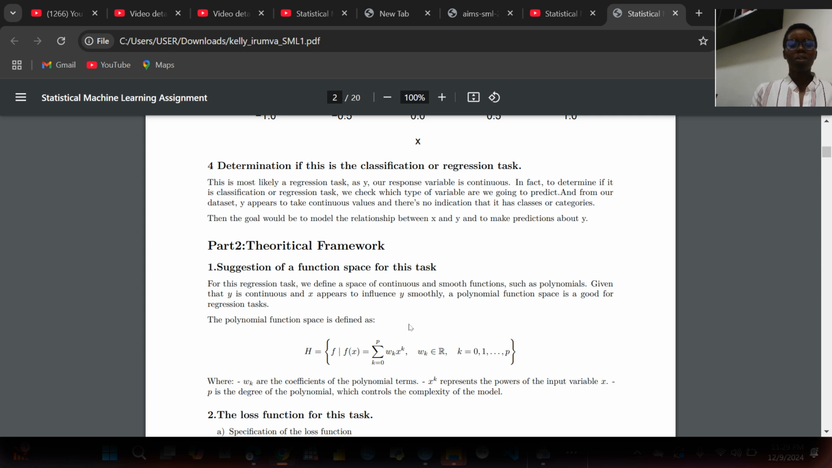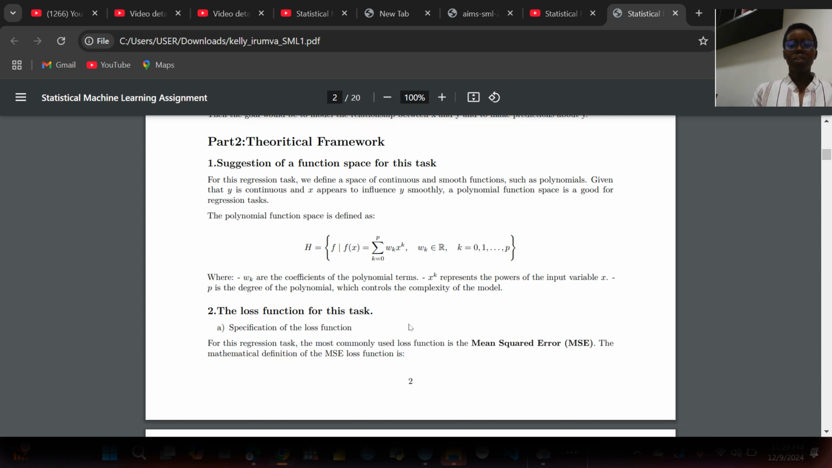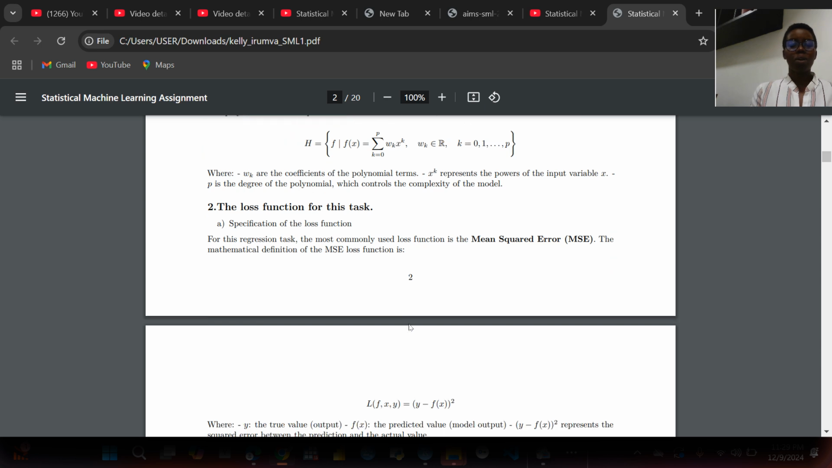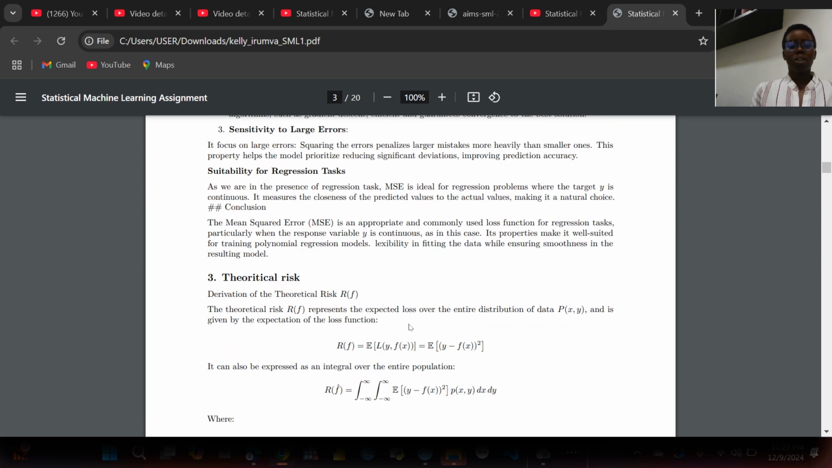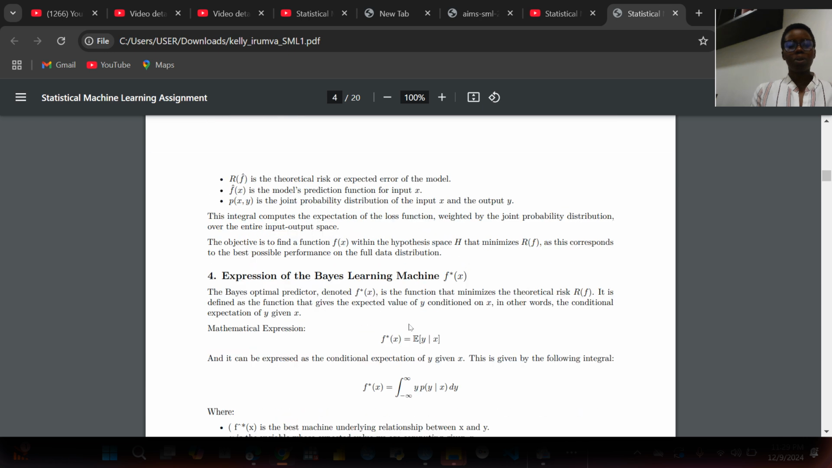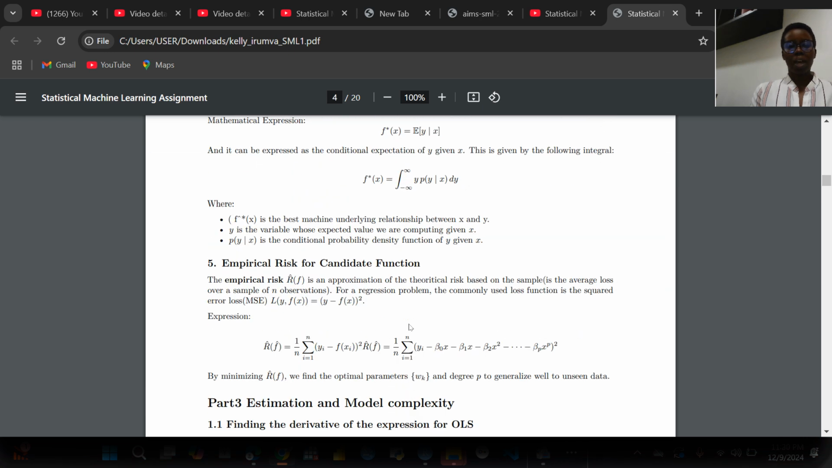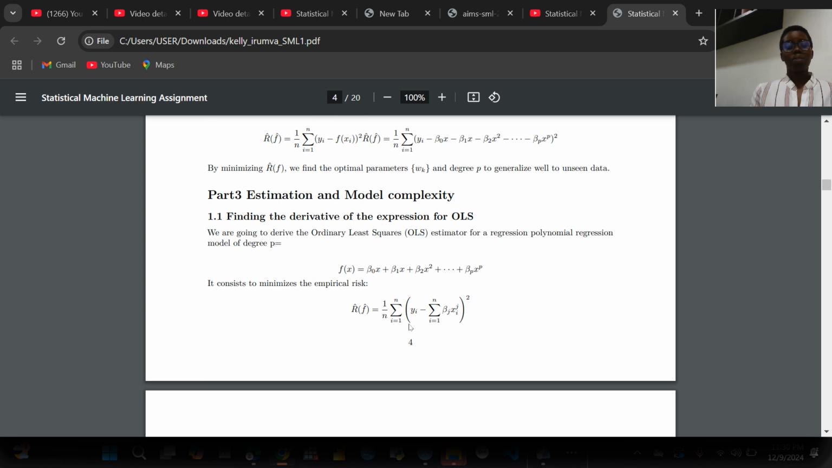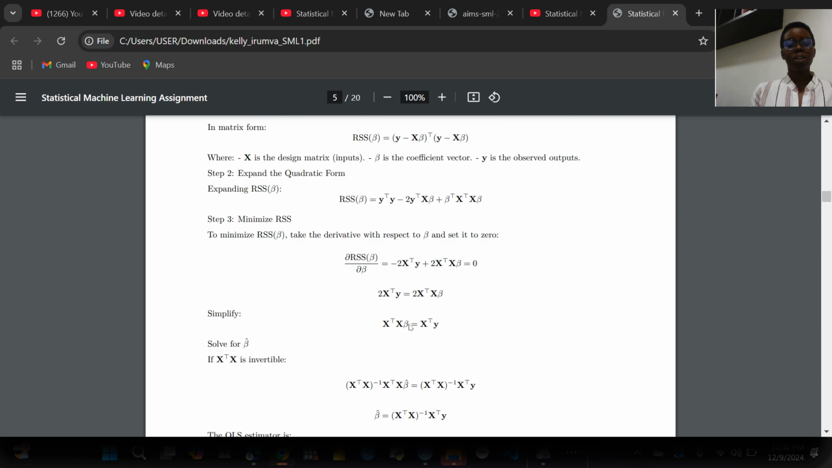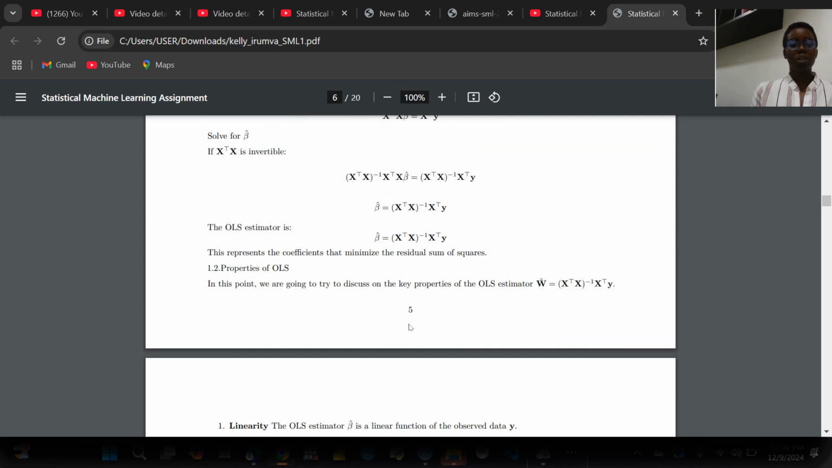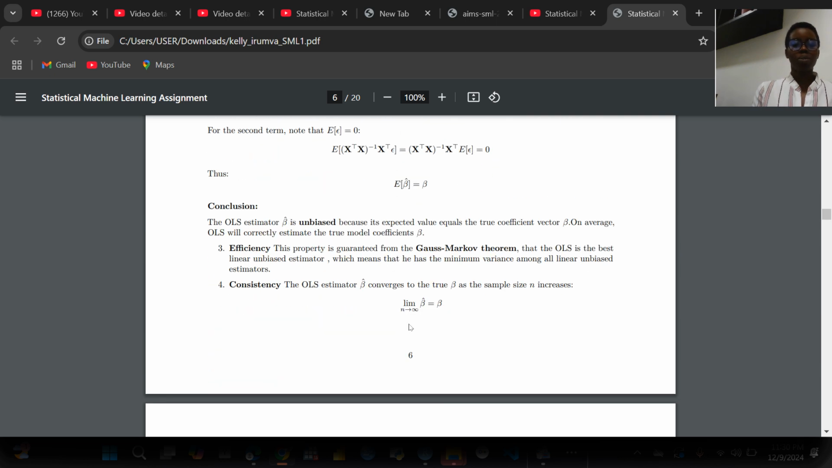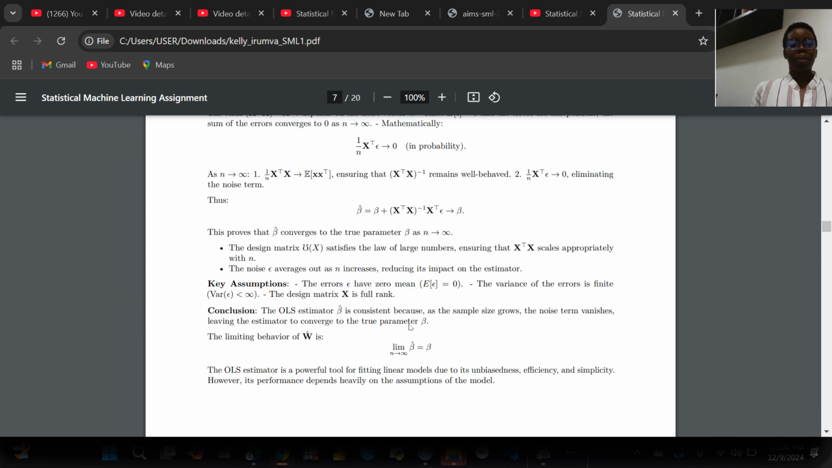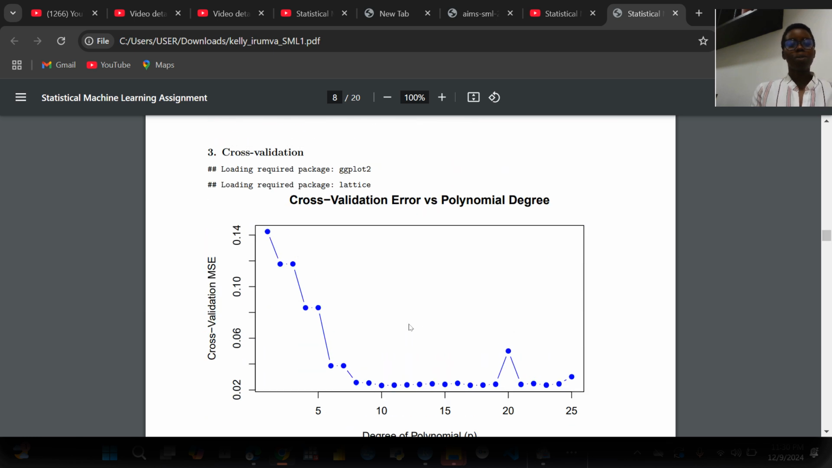We see the function space, such as polynomials, the loss function, the theoretical risk, the empirical risk, and so on. On the third part, we look at estimation and model complexity. We look at OLS and its properties and why it's better to use it. And we go on to cross validation.